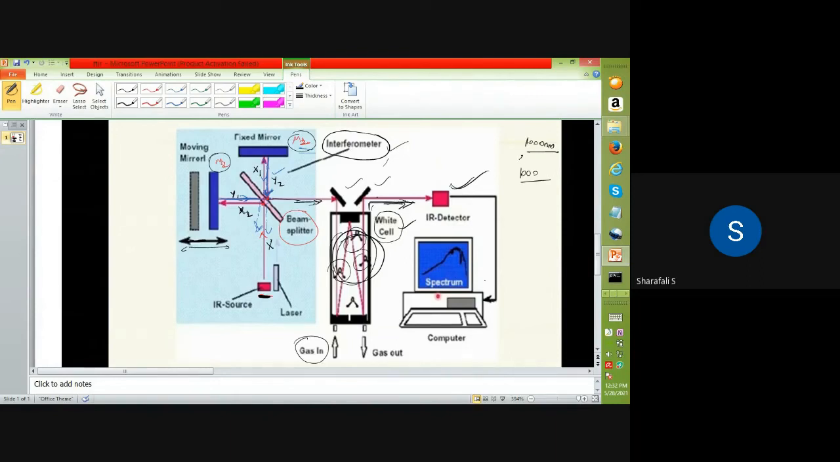For example, if that mirror moved with some 1,000 points, 4,000 points within 1 centimeter, let's say, in such a way that it is starting from 0, then going to 0.001 centimeter, then to 0.002 centimeter, like that. If the mirror is moving, then correspondingly we have different path difference, and we have different kinds of interference pattern.